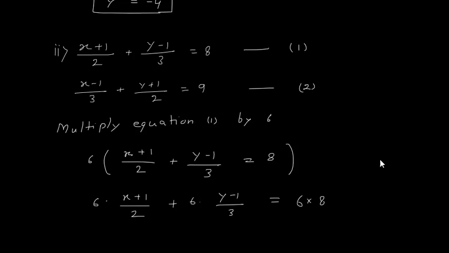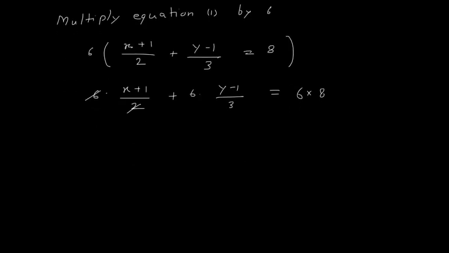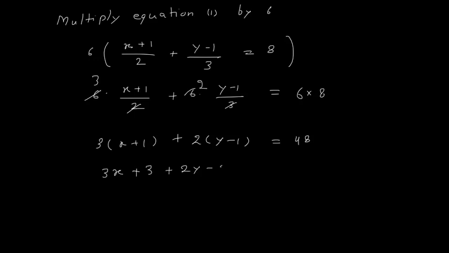Then you solve this: 2 1s are 2, 2 3s are 6, so it becomes 3 into x plus 1, plus 3 1s are 3, 2 3s... so it becomes 2 into y minus 1 is equal to 6 8s are 48. So again I open the bracket: 3x plus 3 plus 2y minus 2 is equal to 48. Now this 3x and this 2y, I will write 3x plus 2y, and this plus 3 and minus 2, so it is plus 1, is equal to 48.